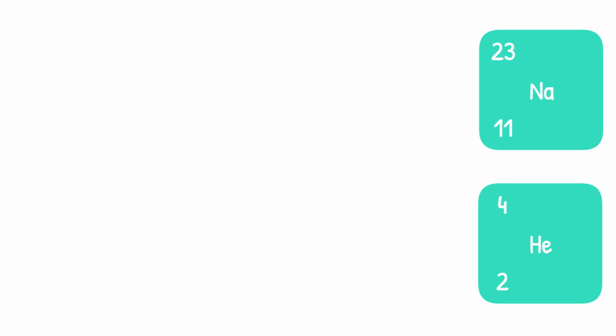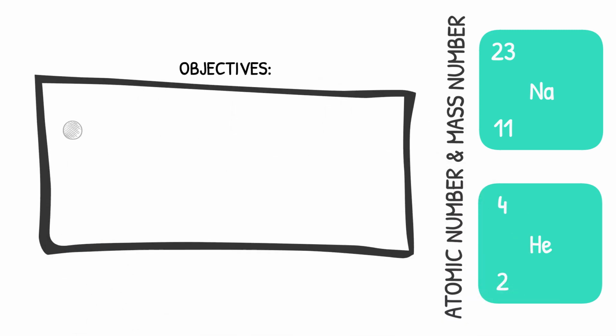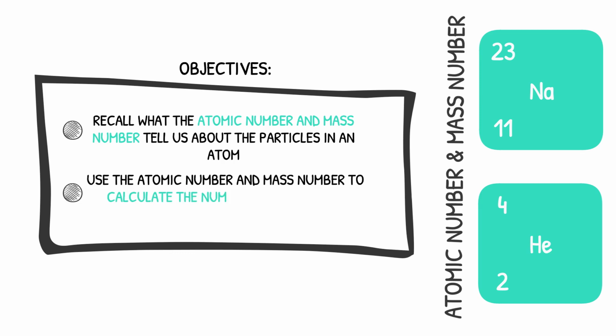In this video, we are looking at the atomic number and mass number of atoms. By the end of this video, you should be able to recall what the atomic number and mass number tells us about the particles in an atom, and calculate the number of subatomic particles found within an atom using the mass number and atomic number.